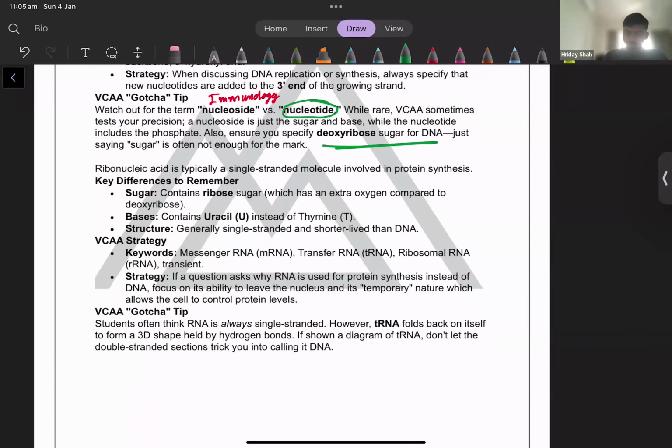And same thing, right? Students, common mistake. Please specify what is the sugar. Is it deoxyribose? Is it ribose? Is it pentose? Sugar alone is never going to get you the mark.